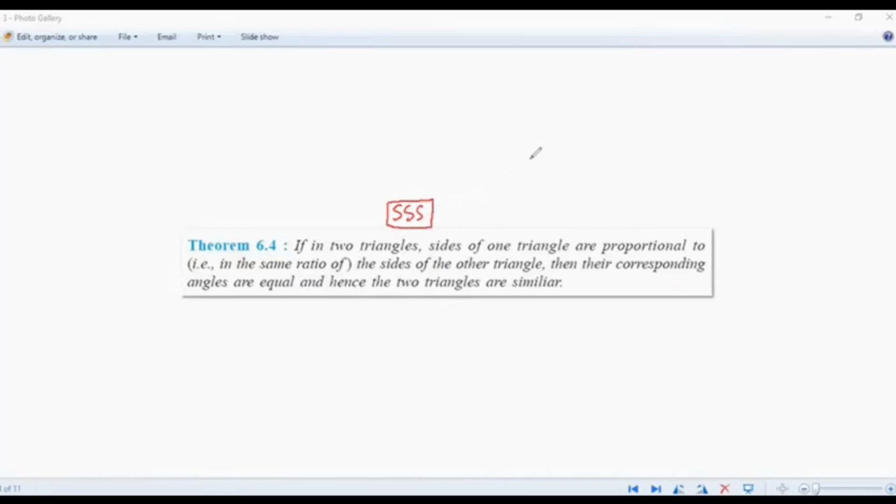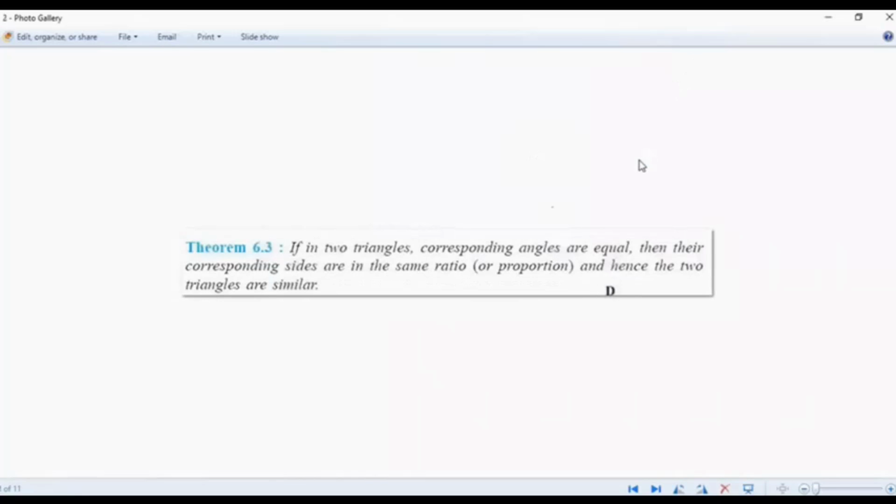And how can we name the first criterion? AAA, three angles equal, or we can simply say AA, because if two angles are equal, then the third angle must be equal. Therefore, it is enough. AA similarity criterion.